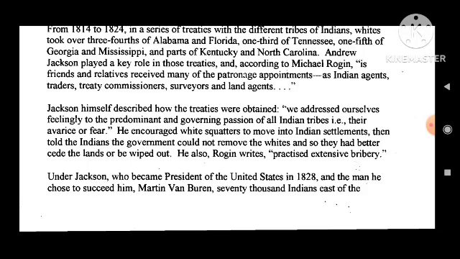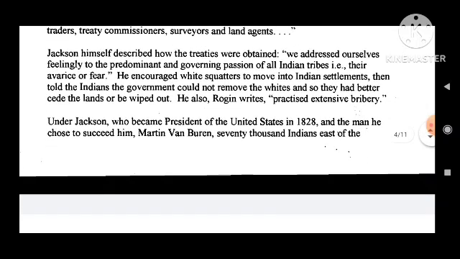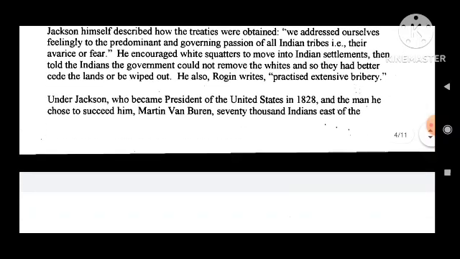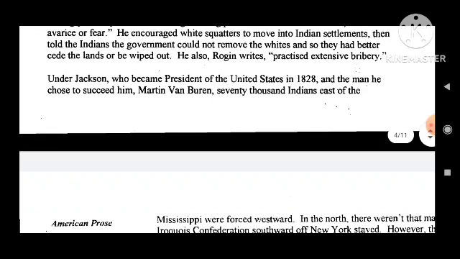He encouraged white squatters to move into Indian settlements, then told the Indians the government could not remove the whites and so they had better cede the lands or be wiped out. He also, Rogin writes, practiced extensive bribery.